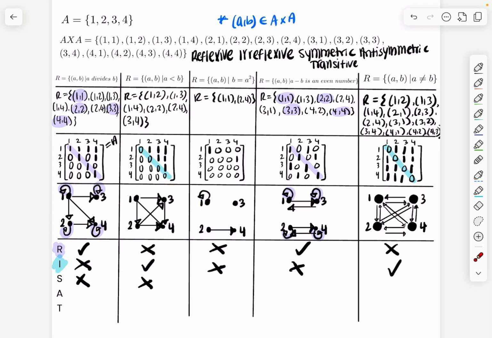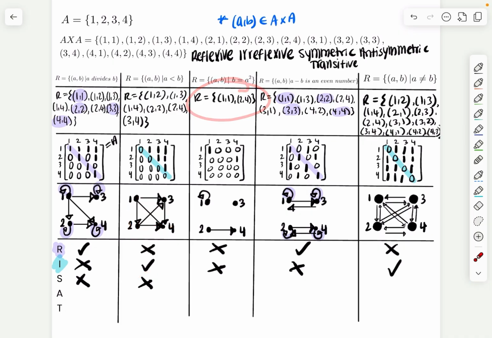Graphically, I can see it's not symmetric because there's an arrow from 1 to 3, but there's not an arrow from 3 to 1. In order for it to be symmetric, if there's an arrow from 1, it has to go back. But that's not the case, so it's not symmetric.